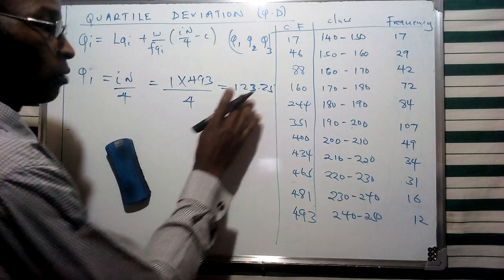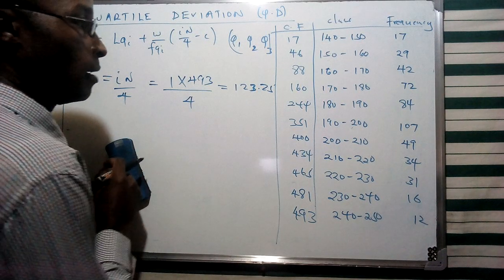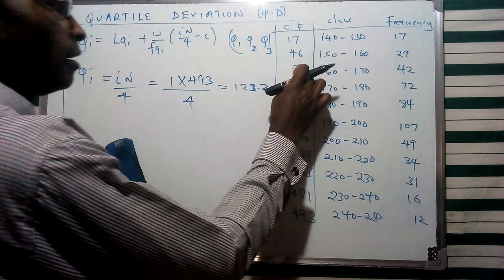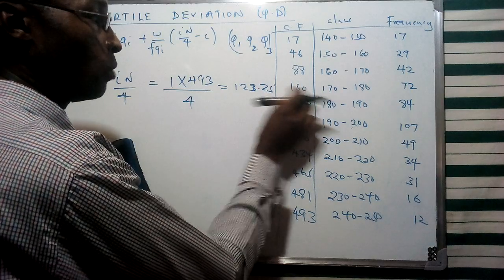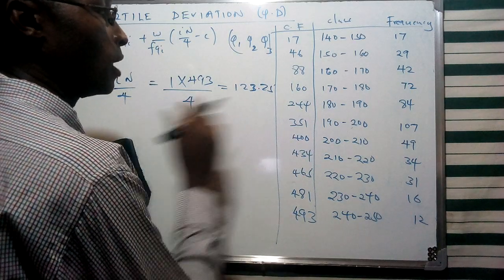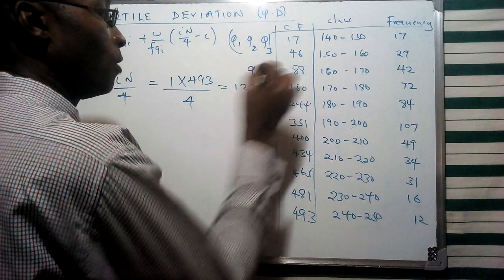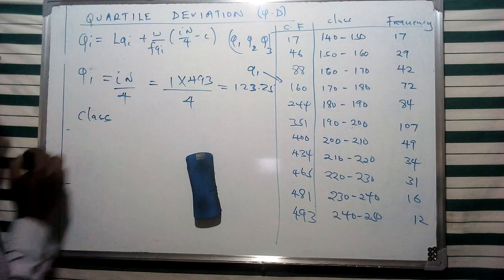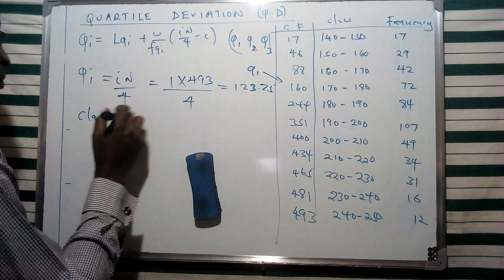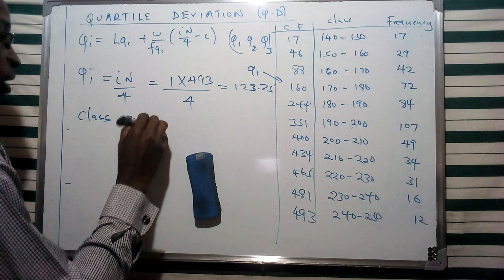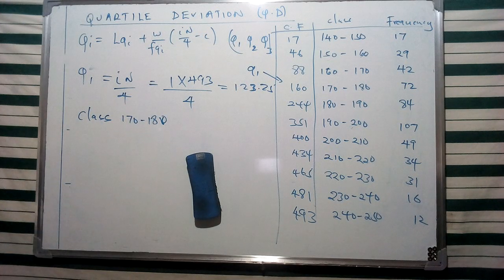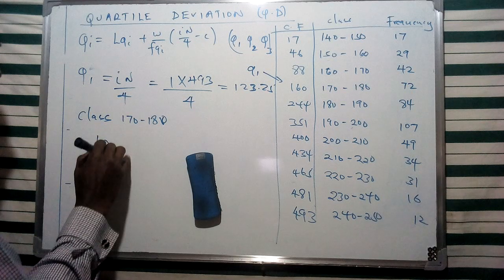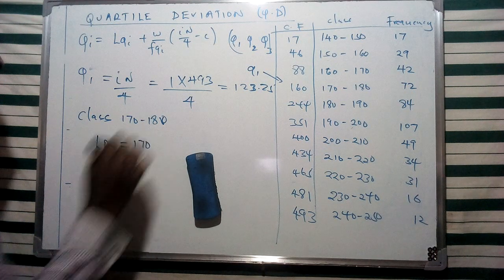So for us to consider the cumulative frequency that is going to have this particular value, it's going to be greater than 88, but falling within this specific range. So we're going to have Q1 falling in this range. Therefore, the class of the first quartile for us is going to be the class of 170 to 180. And therefore, the lower class limit, the value of LQ1, is going to be given as 170.